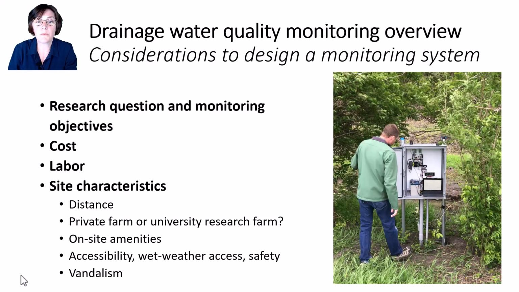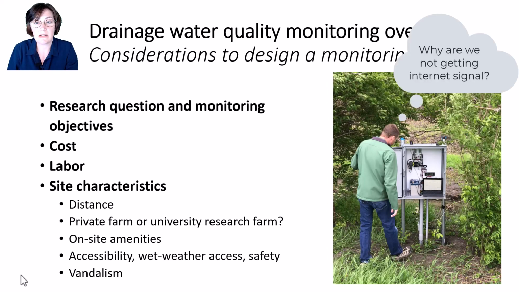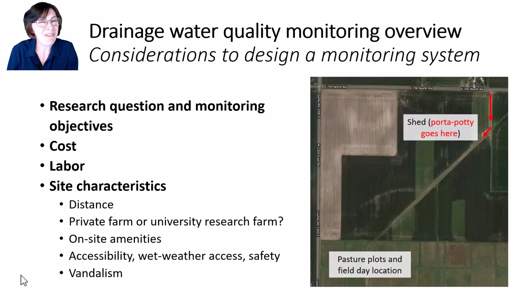You also want to consider what amenities are available. Do you need electricity? Do you need internet signal for your data loggers? That has been an issue for us. Do you need a porta potty? That has also been an issue for us.